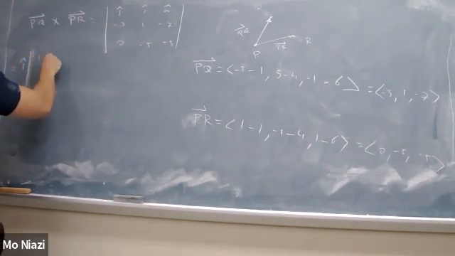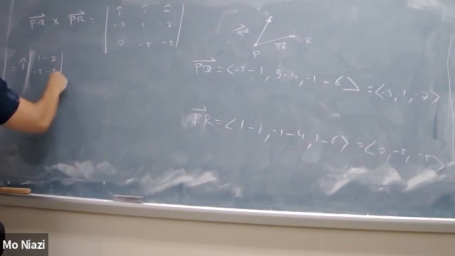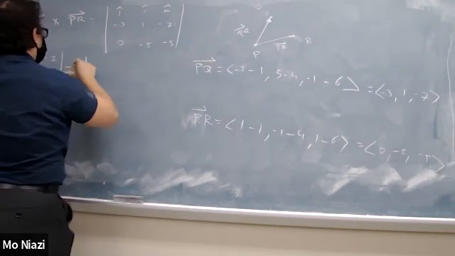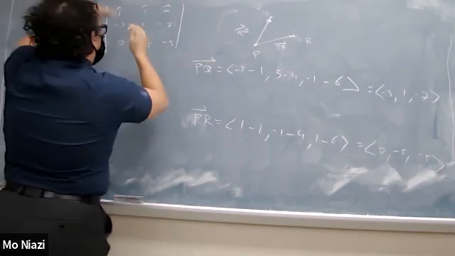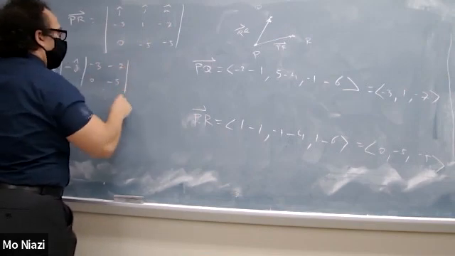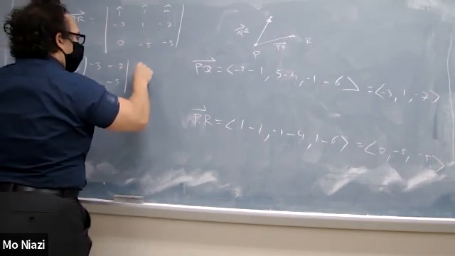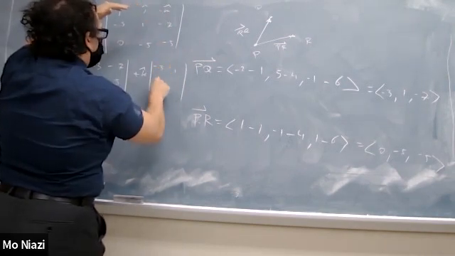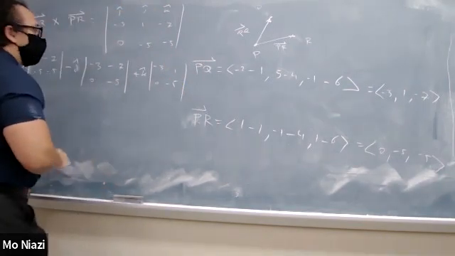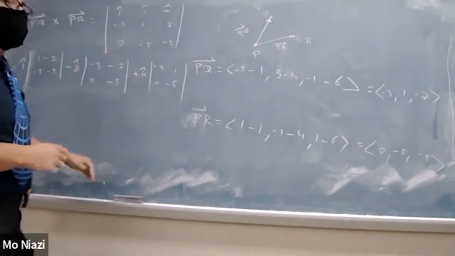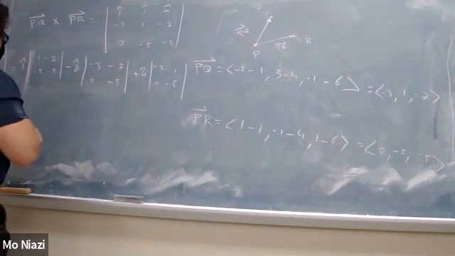So it becomes 1, negative 7, negative 5, negative 5, minus J hat. Remove this row, remove that column. I get negative 3, negative 7, 0, negative 5, plus K hat times this determinant. Remove this row, remove this column, I get negative 3, 1, 0, negative 5. Then I calculate the 2 by 2 determinants and scale by the basis vector.